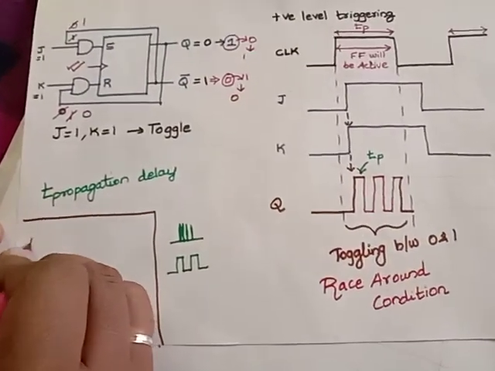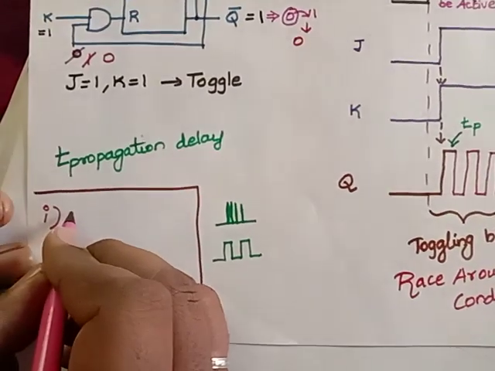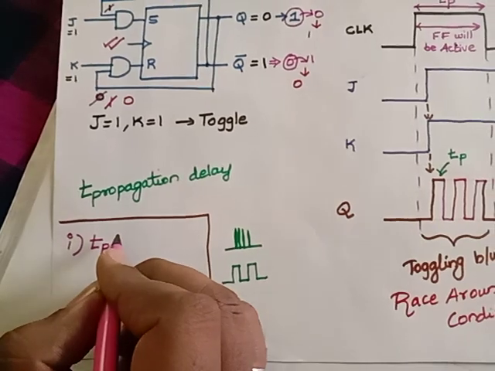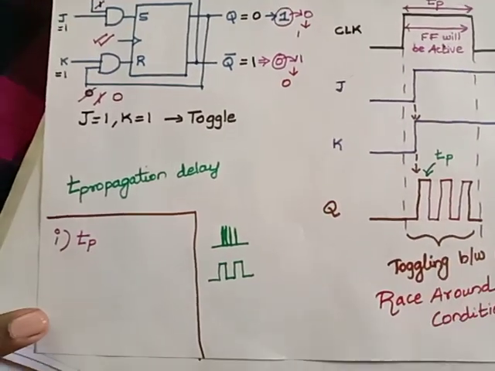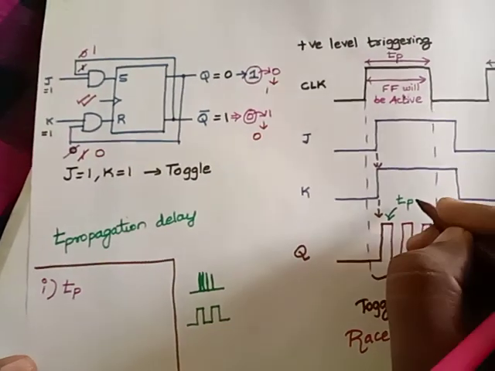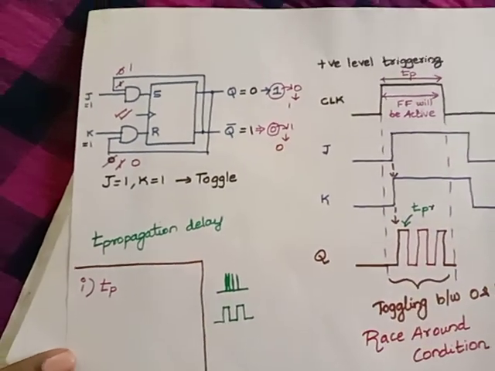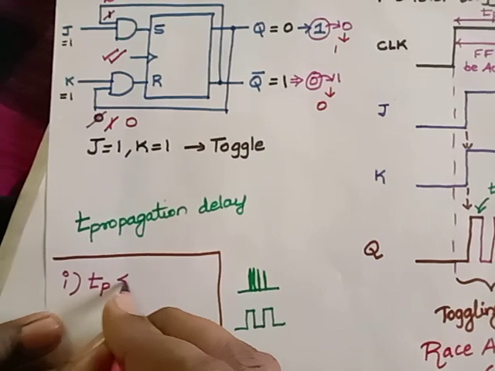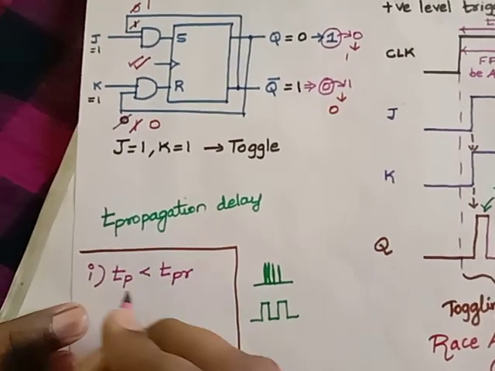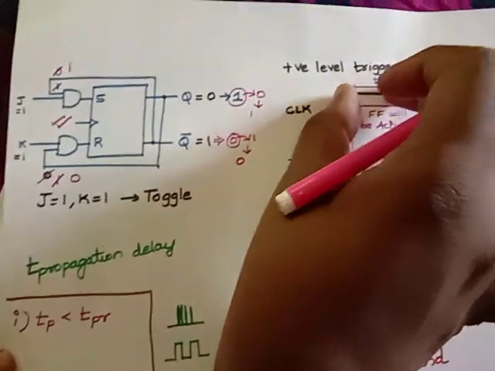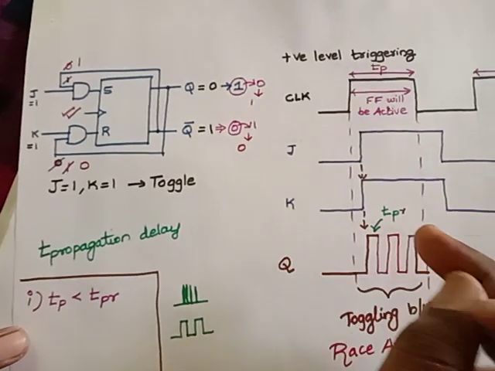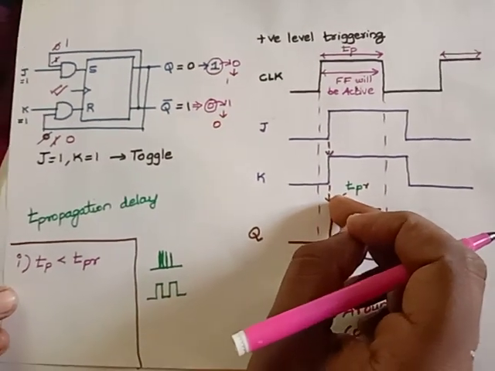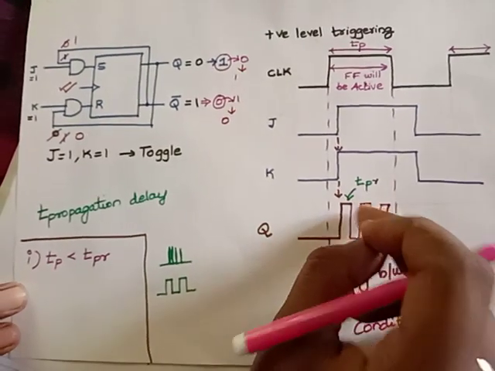First one is, either you can make TP, that means pulse width, to be less than, let me take this as propagation delay, I'll change it as TPR. Now what I am going to do is make this TP less than TPR. What is the use then? When I bring this TP less than this TPR, before the output starts to change, the pulse width will be over, so we can avoid this condition.